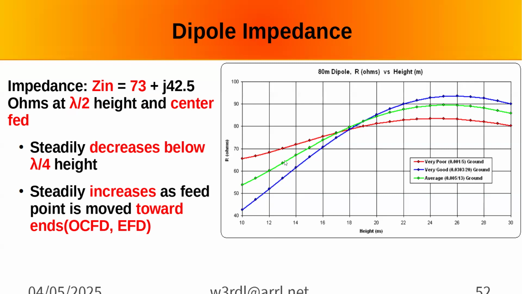So if you've got really good soil and you want 50 ohms, okay, you're going to have to. But you also want to optimize the pattern, so there's always trade-offs. Do you want 50 ohms, or do you want to have the best pattern?